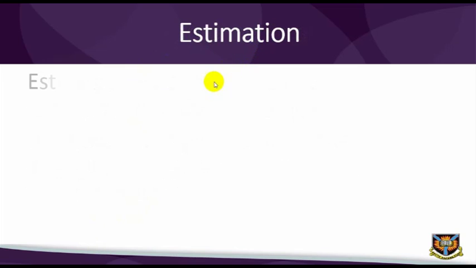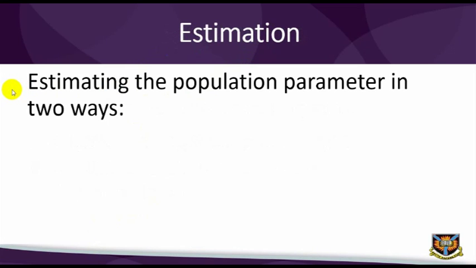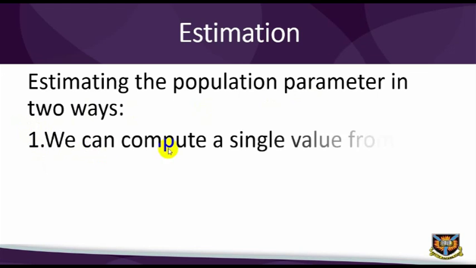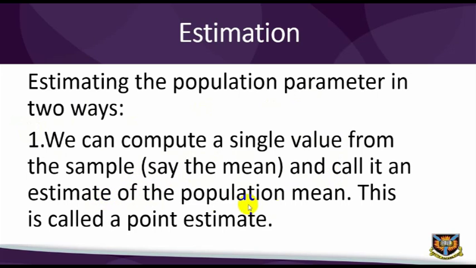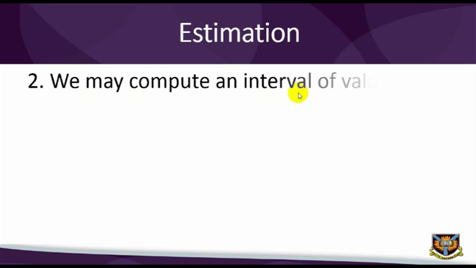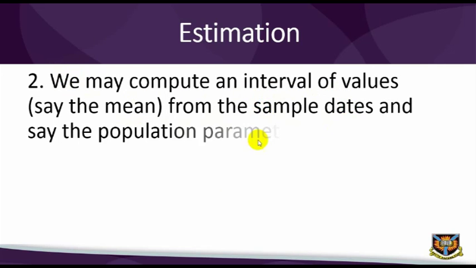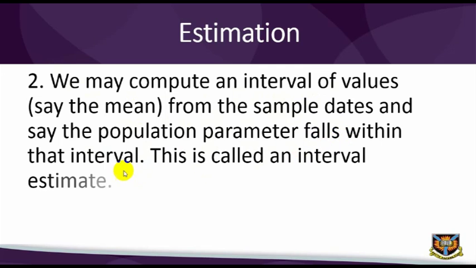Estimation. As we have discussed earlier, we often wish to get information about a population by studying just a randomly selected sample of it. We say we are estimating the population parameter based on the sample statistic. We can do this in two ways. 1. We can compute a single value from the sample, say the mean, and call it an estimate of the population mean. This is called a point estimate. 2. We may compute an interval of values, say the mean, from the sample data and say the population parameter falls within the interval. This is called an interval estimate.